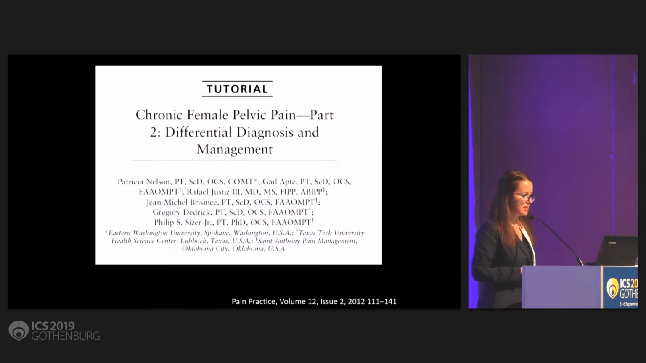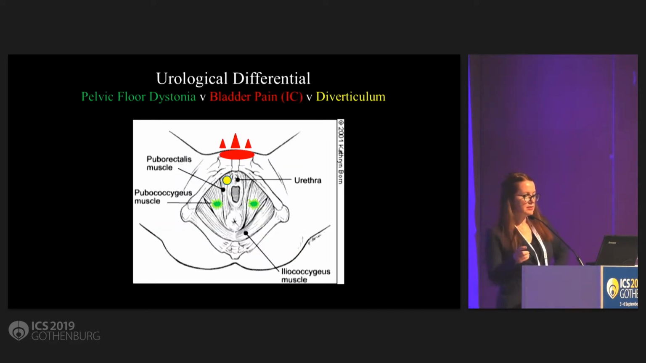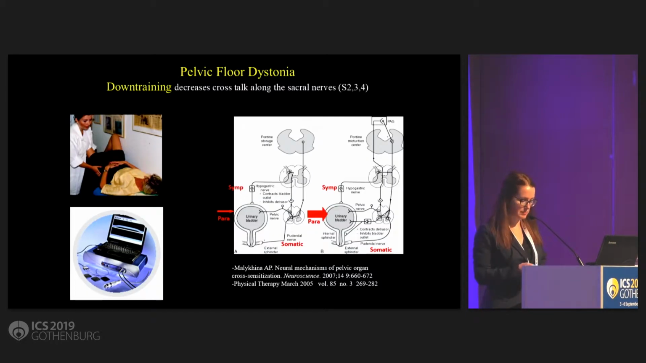This document, I don't think this is very well known, but it talks about the differential diagnosis of chronic female pelvic pain. And this I found to be quite a resource in just opening up my mind as to what could be causing pain. So the urological differential includes bladder pain, interstitial cystitis, urethral diverticulum, but also you really have to consider pelvic floor dystonia as a urologic differential because it's so often participating in your pelvic pain symptoms for your patient.